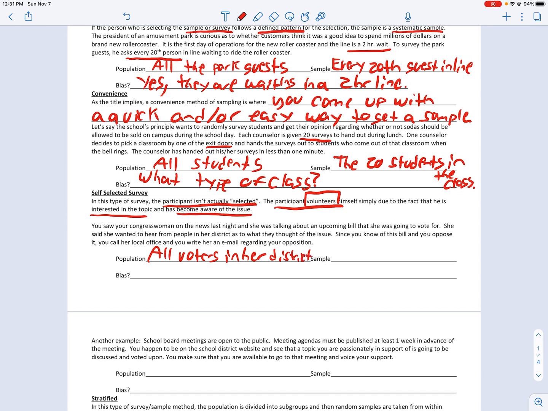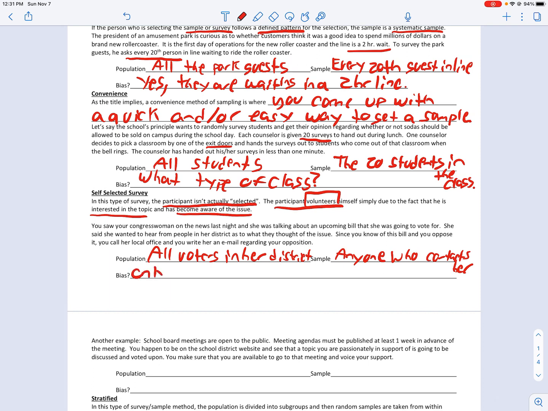The sample would be anyone who contacts her. So is there any bias? Well, right, you watch the news, she's on there. The only way you are going to respond is if you care one way or the other. Like you either really like the bill or you really dislike the bill. Those are the only people that are going to respond.